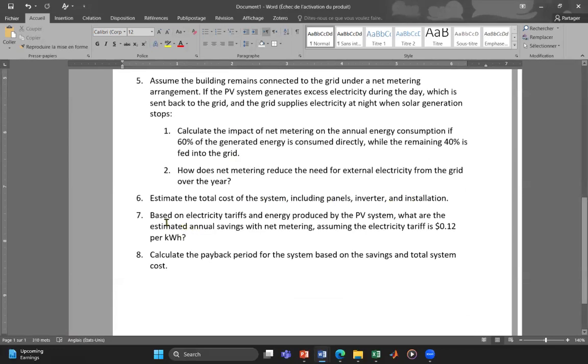Then we will calculate the electricity tariff and energy produced by the PV system, estimating, for example, that we can buy electricity at about $0.12 per kilowatt hour. And finally, we will calculate the KPIs, especially the payback period of the PV system.